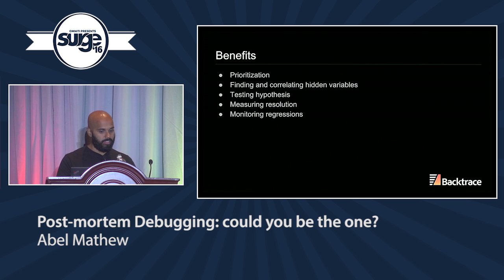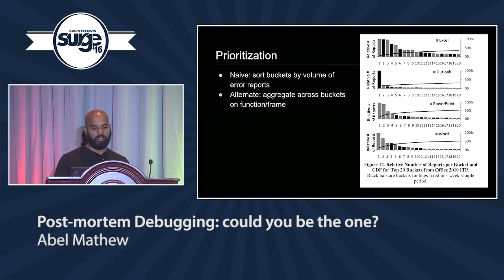So the benefits to this system were, by and large, very, very influential at Microsoft, according to the paper. It helped them do prioritization, helped them test hypotheses, and other benefits. So what does prioritization look like? According to their statistics, the naive way is to sort my errors based on the volume of reports that I see, so let me knock out the error that I see the most, essentially. And this was an effective way for them to do prioritization.